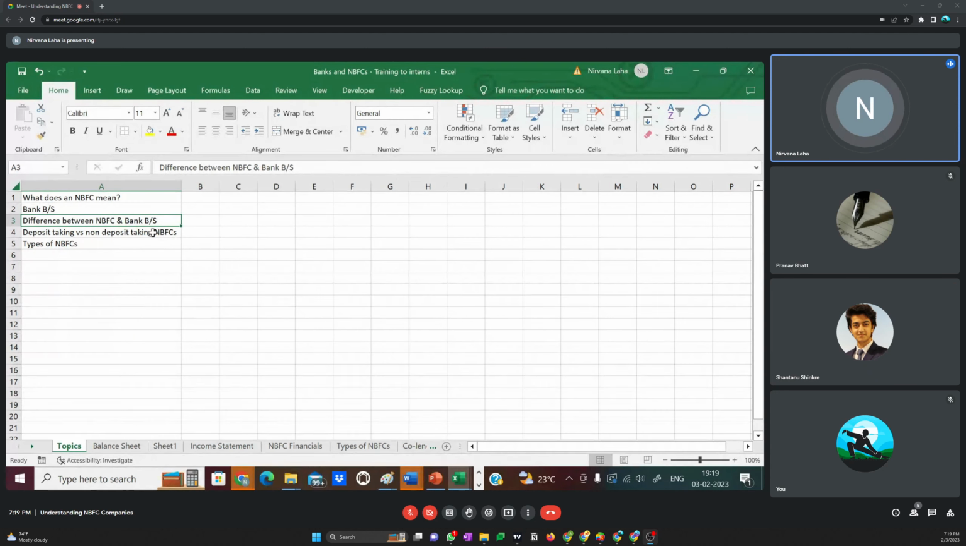One technical thing I must tell you: there are some NBFCs which are allowed to take deposits. They are called deposit-taking NBFCs. When an NBFC becomes very large and almost as important as a bank, the RBI sometimes allows them to take deposits, but not savings accounts or current accounts, only FDs, only term deposits.